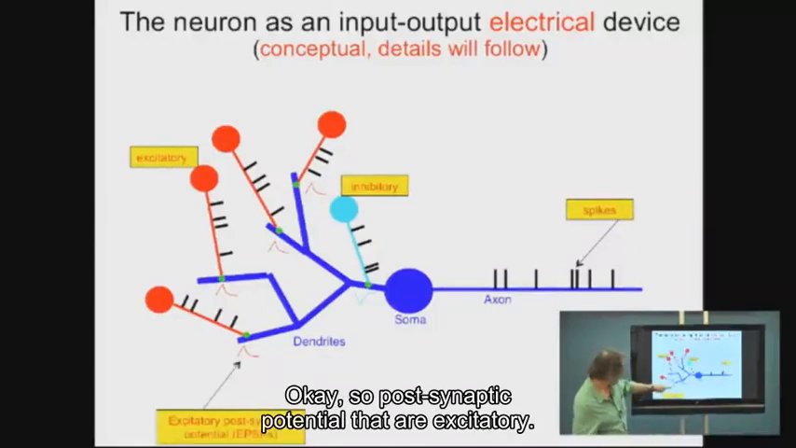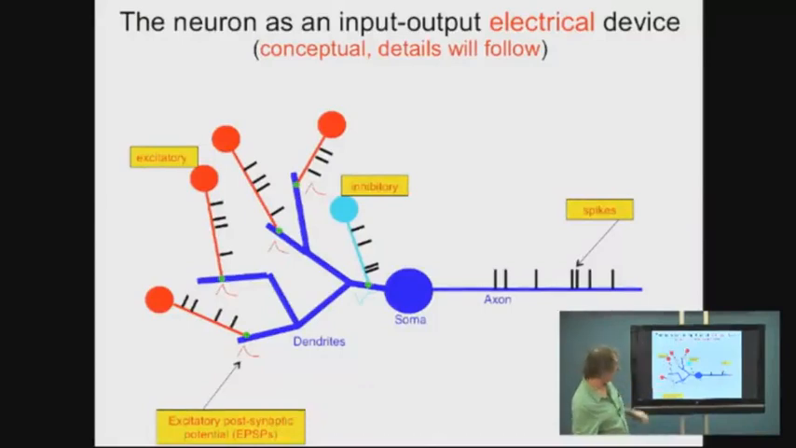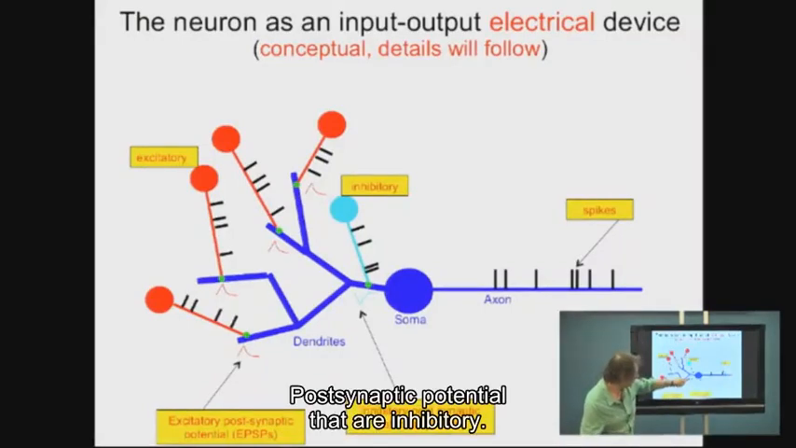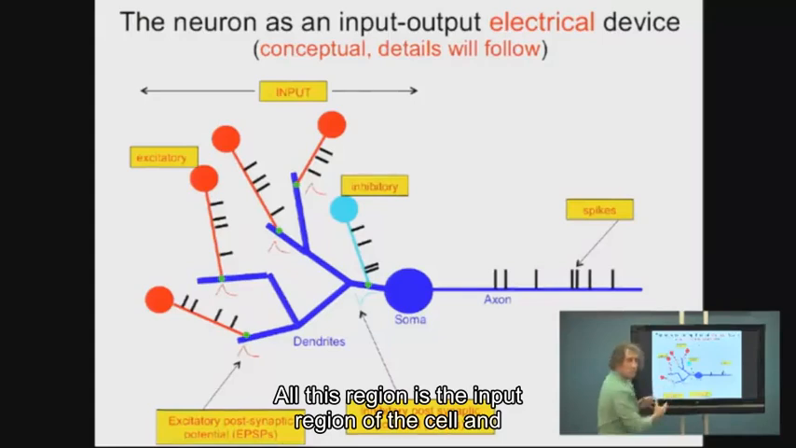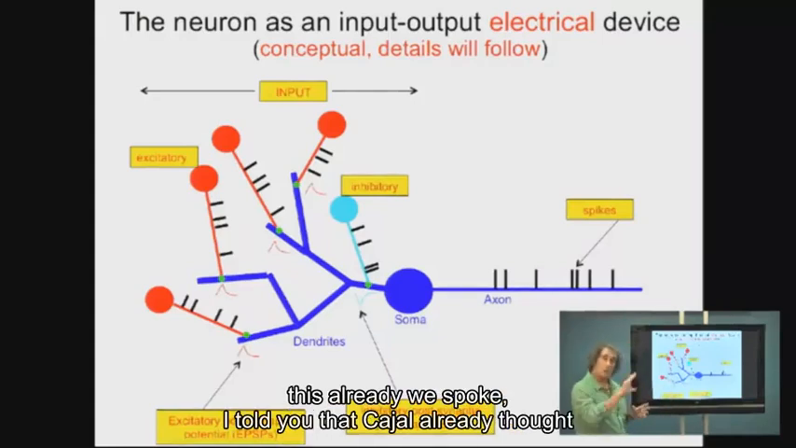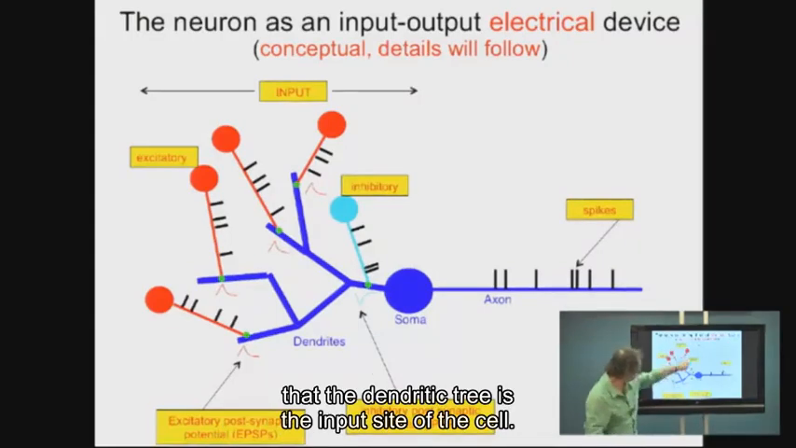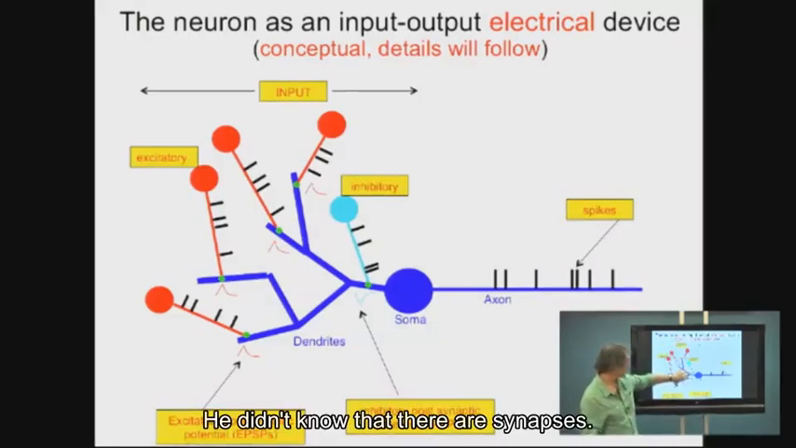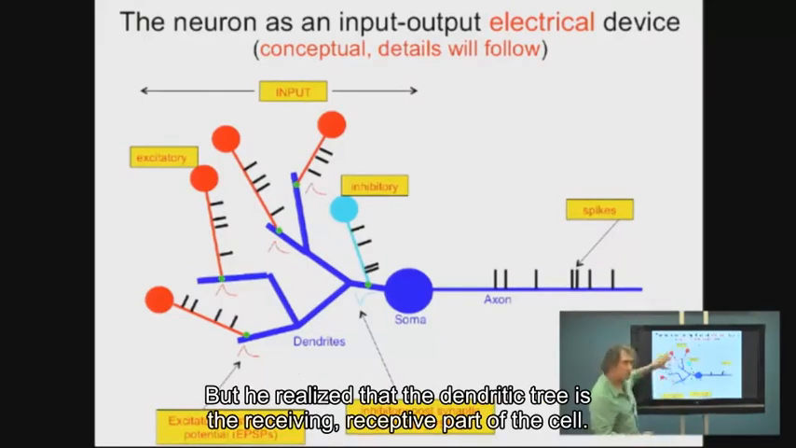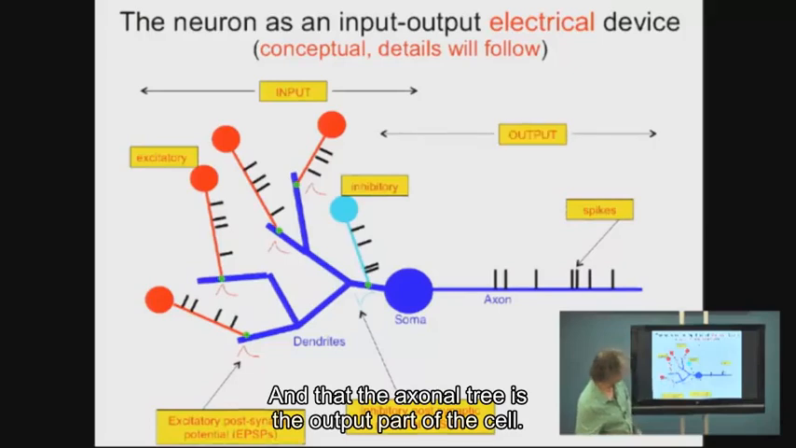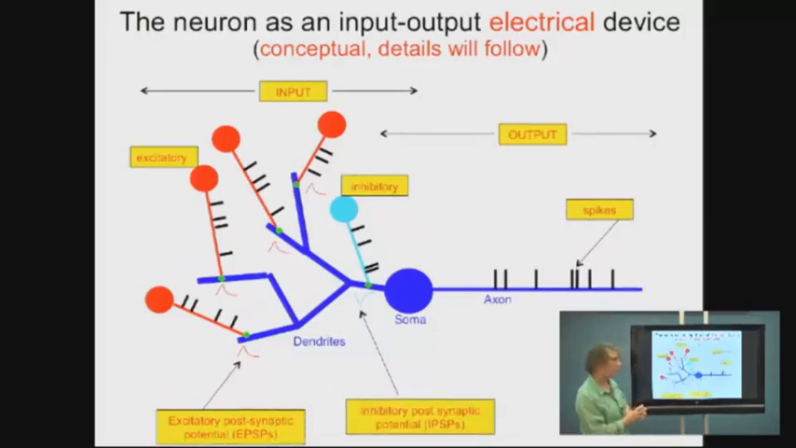Okay, so postsynaptic potentials that are excitatory, postsynaptic potentials that are inhibitory. All this region is the input region of the cell, and this already we spoke. I told you that Cajal already thought that the dendritic tree is the input site of the cell. He didn't know that there are synapses. He did not know that there are two types of synapses, excitatory and inhibitory. But he realized that the dendritic tree is the receptive part of the cell, and that the axonal tree is the output part of the cell.